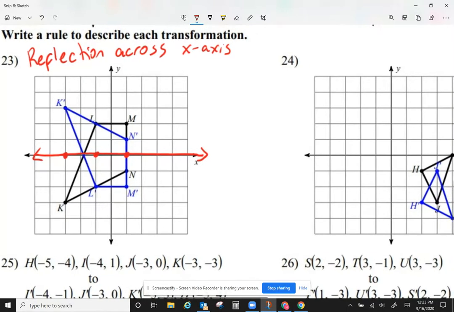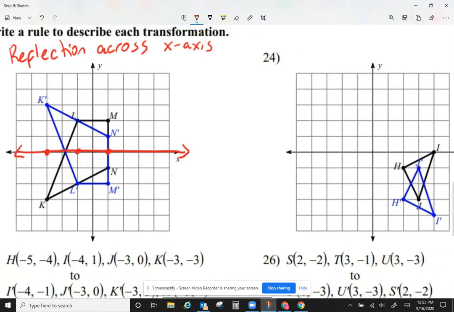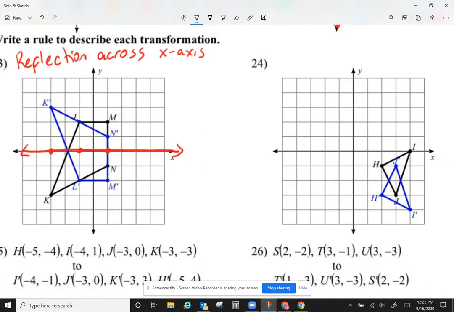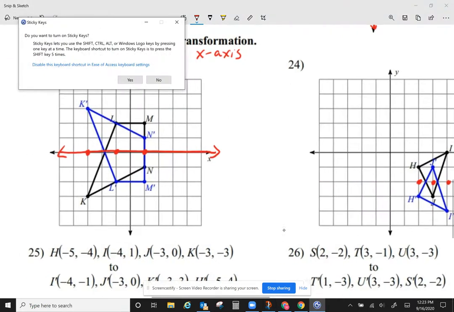And take a look at number 24. I'm going to do my points in the middle. So I look at H and H prime. There. I look at J and J prime. Find the point right in the middle. I look at I and I prime. And I draw a line that goes through them.